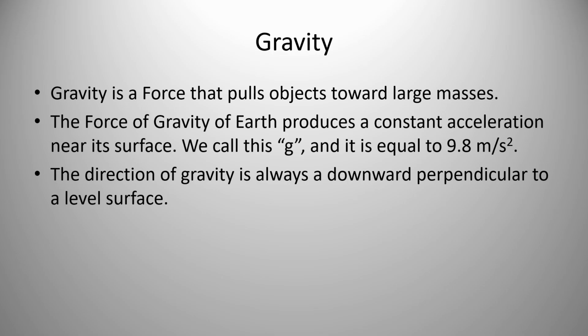All right, and so gravity. Gravity is a special force that pulls objects toward large masses. Usually we're talking about planets or stars. The force of gravity on Earth produces a constant acceleration near its surface. Now, if we get further away from Earth, then gravity starts to thin out a little bit. The force starts to reduce, and so the acceleration starts to reduce.